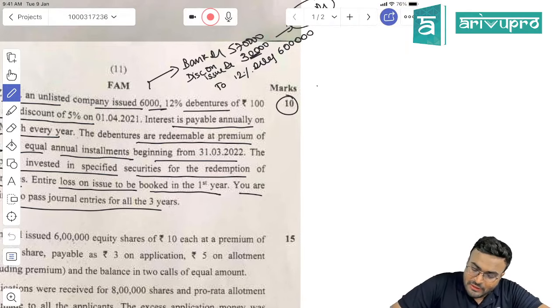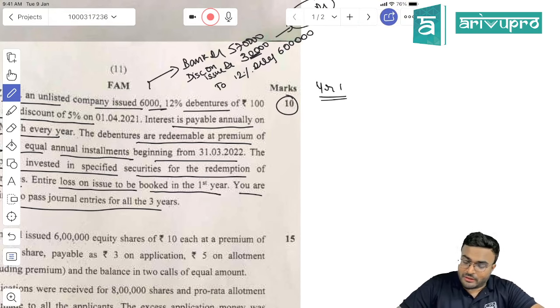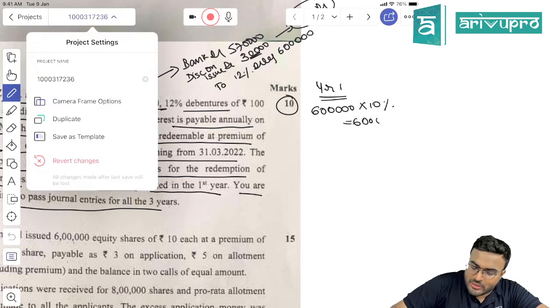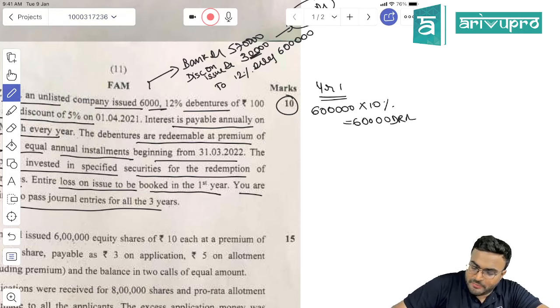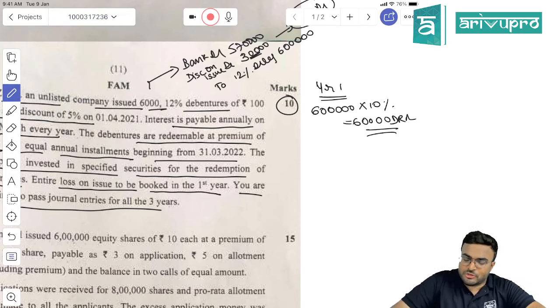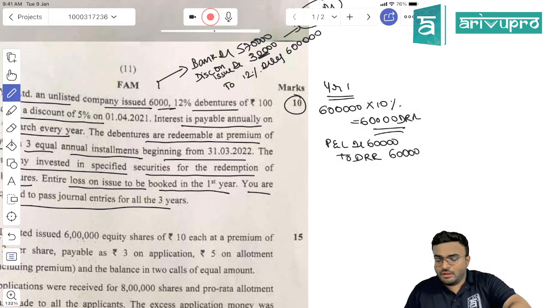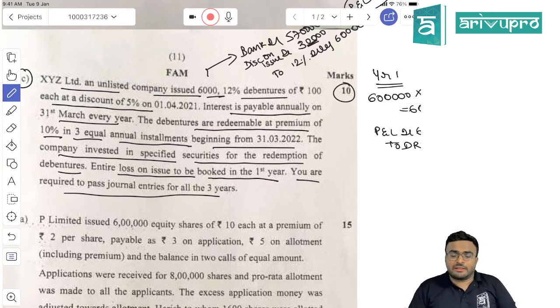First, in year 1 itself, you have to create DRR. How much will be the DRR? 6 lakhs into 10% is equal to 60,000, will be your DRR. 60,000 you'll create DRR. So you'll pass the entry: P&L account debited 60,000 to DRR 60,000. That is one thing you're going to do.